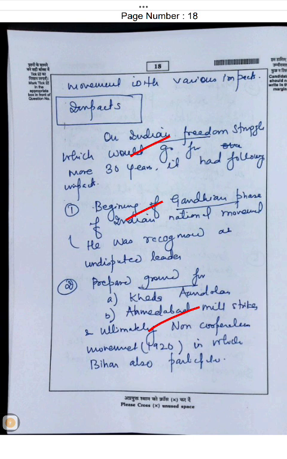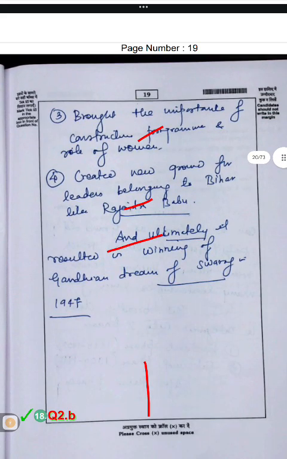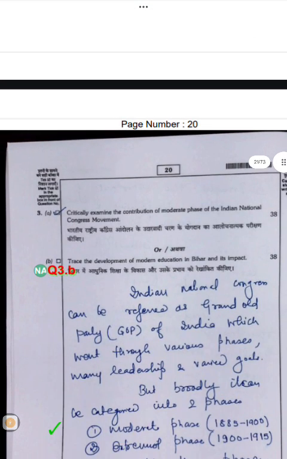It had various impacts on the Indian freedom struggle, which went on for more than 30 years. It had the following impacts: beginning of Gandhi's phase of the Indian national movement, he was recognized as an undisputed leader. It prepared ground for the Kheda Andolan, the Ahmedabad mill strike and ultimately the Non-Cooperation Movement in which Bihar also participated. It brought importance to constructive program and the role of women, created new ground for leaders belonging to Bihar like Rajendra Babu, and ultimately resulted in the winning of the Gandhian dream of Swaraj in 1947.